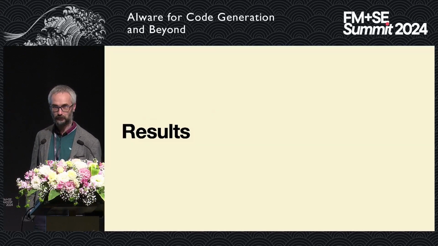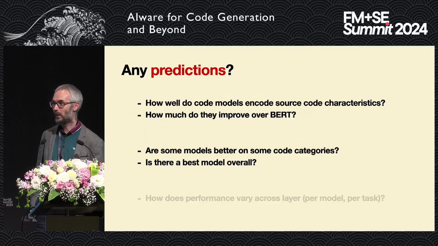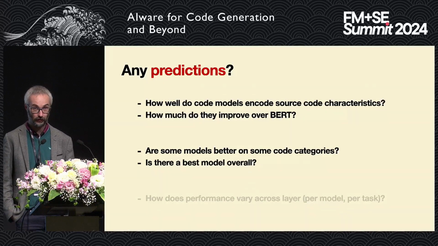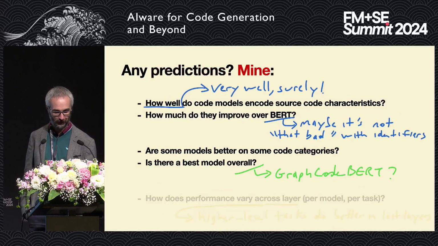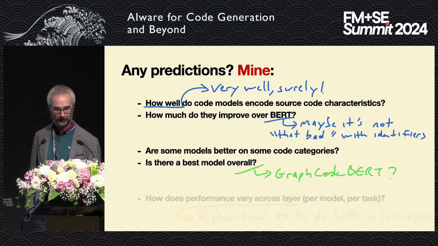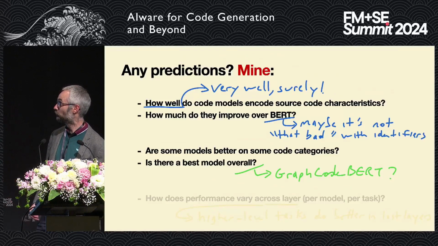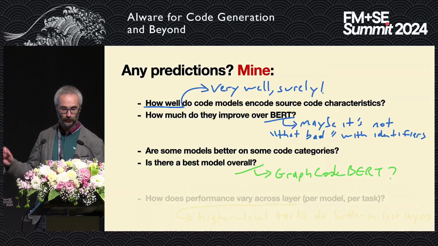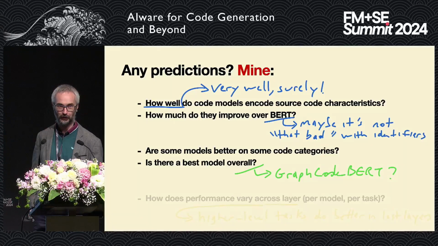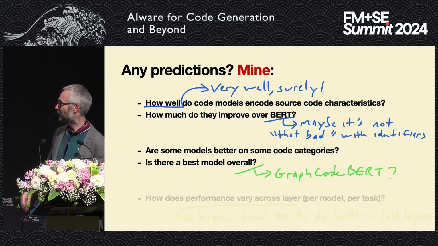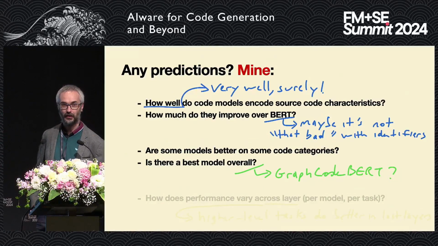So here are the results. Well, first, would you have predictions? We don't have much time, so I'll just share my predictions before running this study. I thought that the models would encode these source code characteristics. I mean, they should do well, they're meant to do so. I thought that BERT should not do well.